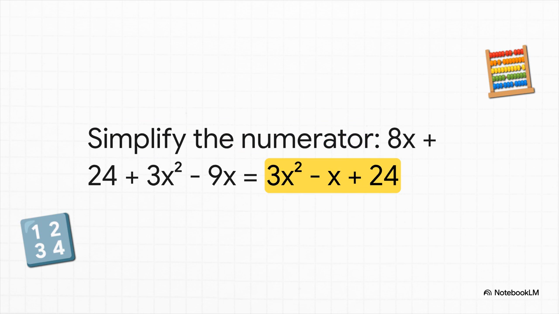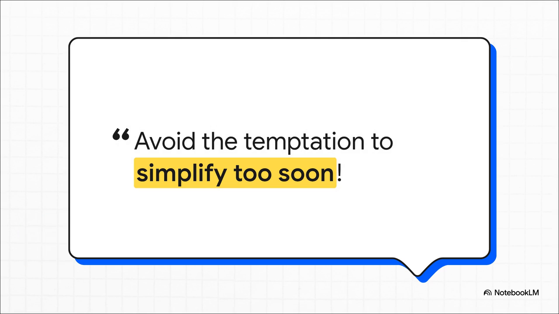Next, all our focus goes to the numerator. We just need to clean it up. Distribute everything out, combine all your like terms, and get it into one nice, clean polynomial. Okay, now here's a really, really important piece of advice. You might see a factor on top that looks like one on the bottom and get tempted to cancel it out right away. Don't do it. Avoid that temptation. Wait until you have one single, fully simplified numerator before you even think about canceling.